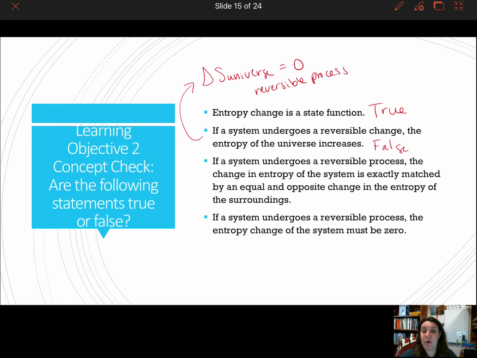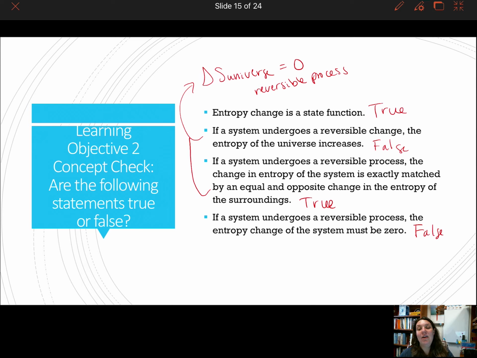Okay, if a system undergoes a reversible process, the change in entropy of the system is exactly matched by the equal and opposite change of the entropy in the surroundings. That is true. And that's, again, where we get this idea. And then if a system undergoes a reversible process, the entropy change of the system must be 0. That is false. We do not have to have a 0 entropy. We just have to be able to reverse back and get back to the same state that we initially got when we have a reversible process.